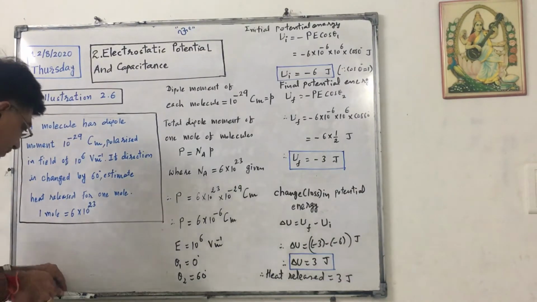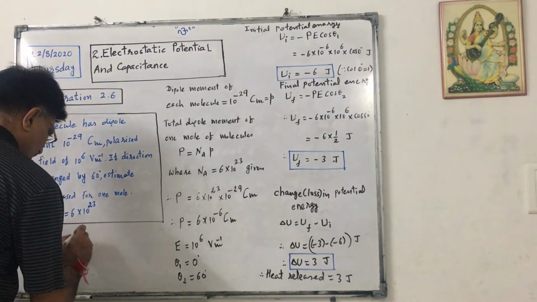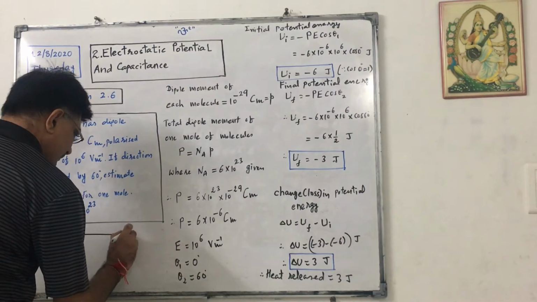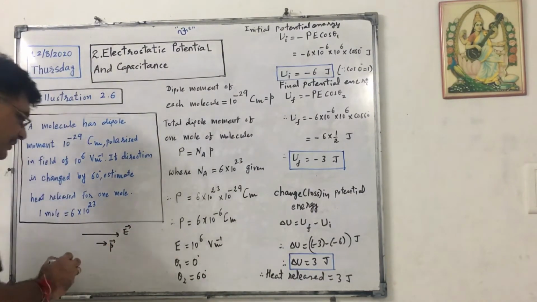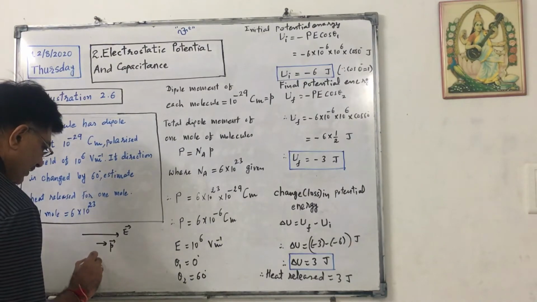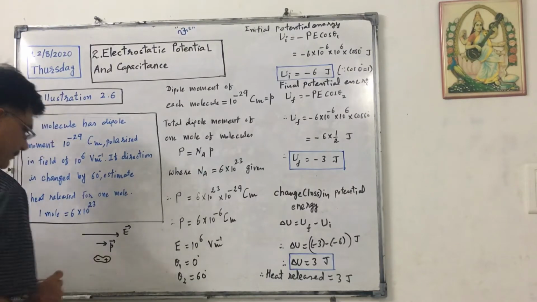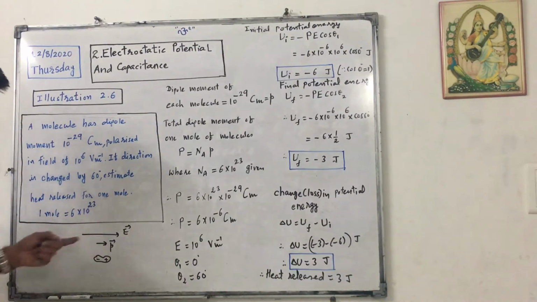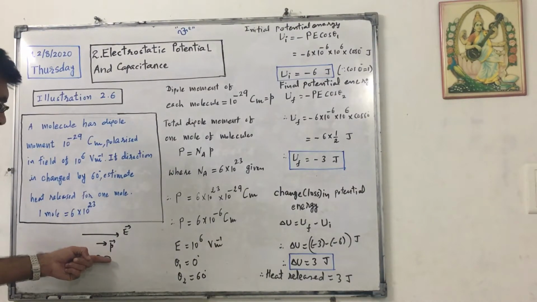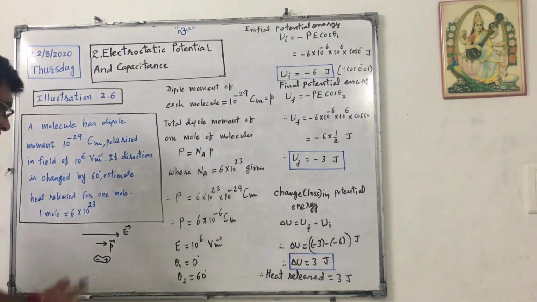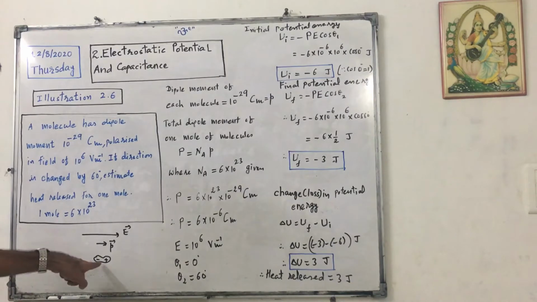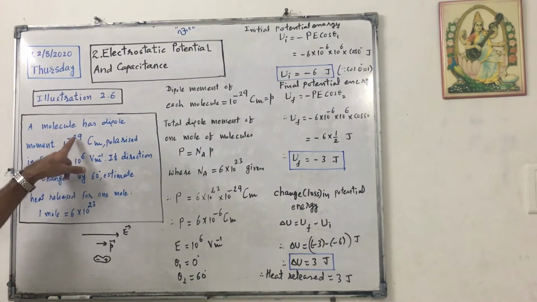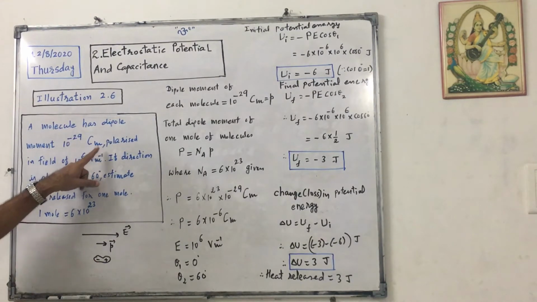I can draw like this. See, this is electric field and P is in same direction. So angle between P and E is 0. In other words, we can draw like this. Electric dipole moment is in direction minus to plus, that is in direction of vector E. This is external field of 10 raised to 6 volt per meter, and this is molecule having dipole moment 10 raised to minus 29 coulomb into meter.